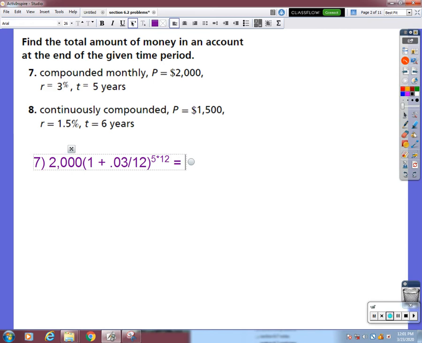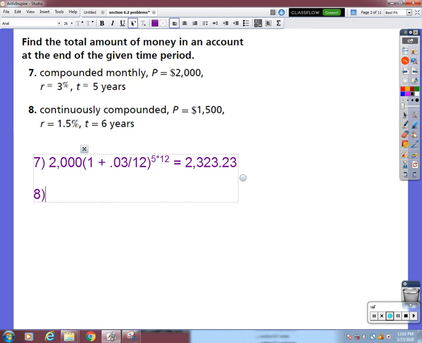And so, when you do that, let's see, 2,000 times 1 plus 0.03 divided by 12, and I'm going to raise that to the 60th power. So I would have $2,323.23 in my account in that case.